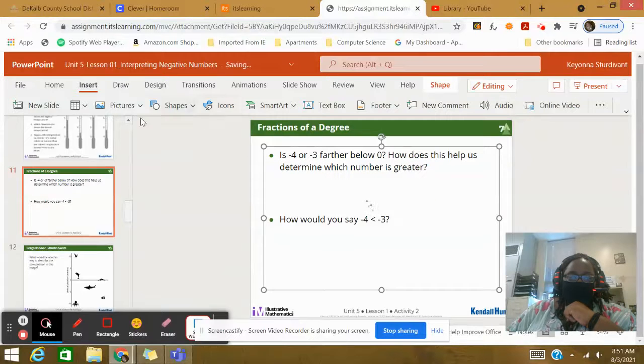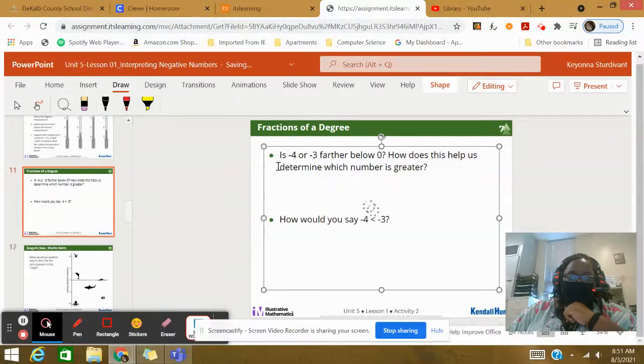But I would draw a number line here, and then I would plot -4 and -3, and they're asking you which one is farther below zero. So I would plot -4, -3, and the number zero, and then answer that question. It says, how does it help us determine which number is greater? And then it says, this one asks you, how would you say this particular statement?